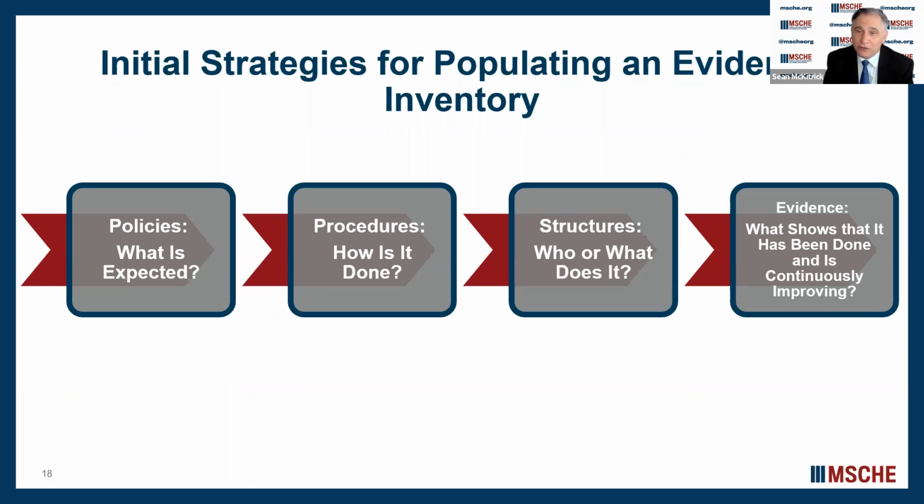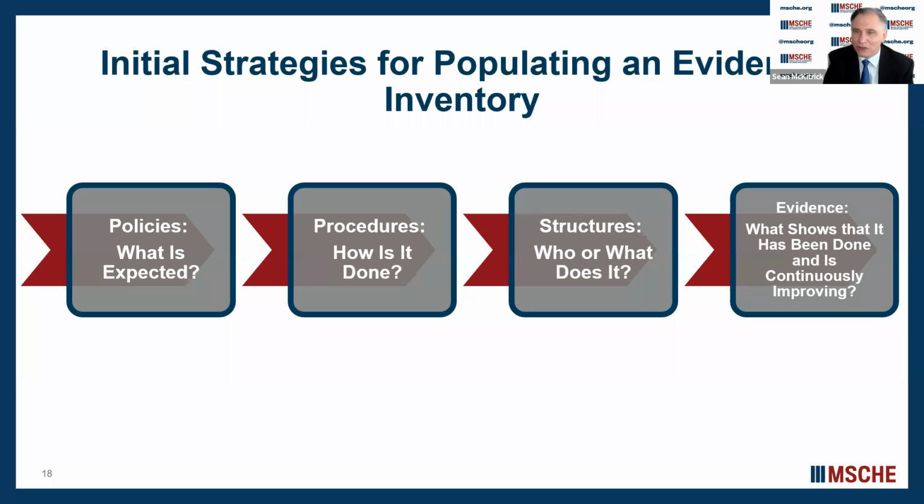And then, of course, we needed to look, having established that we had a general education policy, procedures for assessment, and structures in place, at answering the question: what shows that it has been done and that we are continuously improving? And doing that work and seeking to include summary information in the evidence inventory so that our external and internal stakeholders would understand what we are trying to demonstrate instead of going through 5,000 pages of documents.